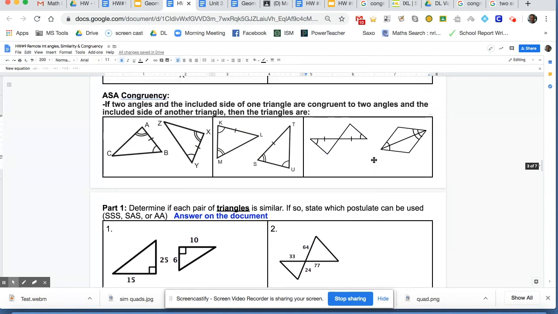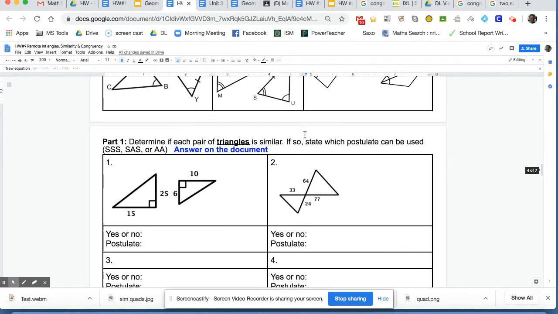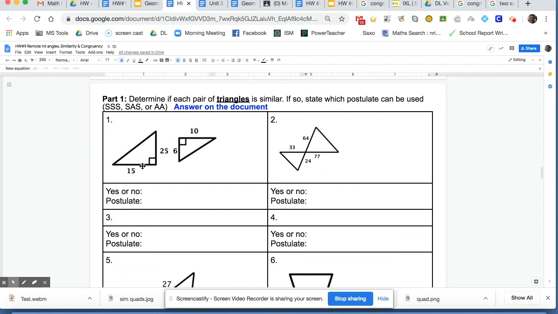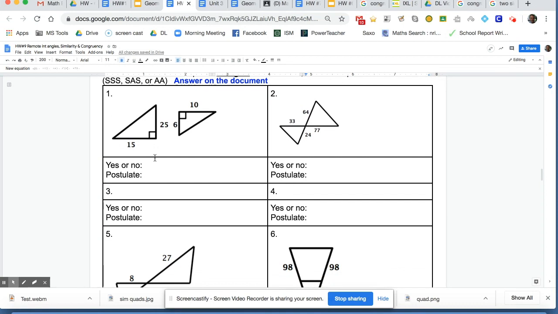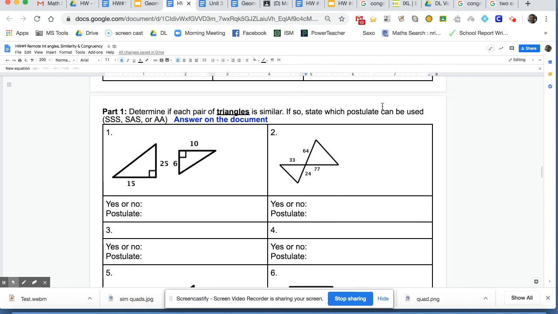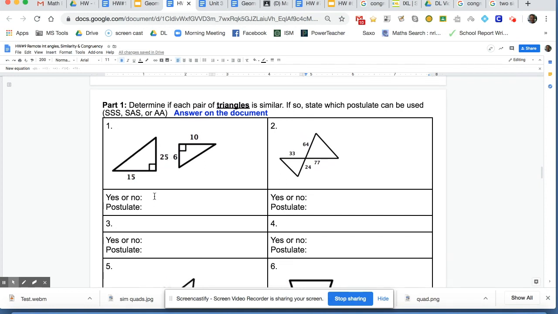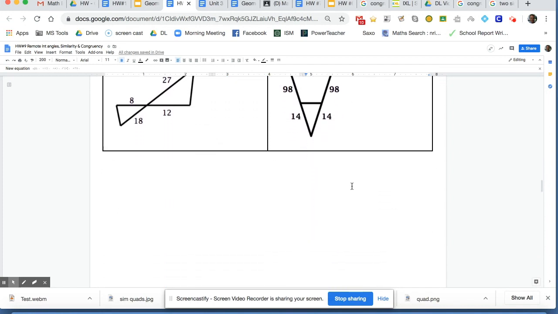That basically does it for the descriptions, and you can go back and look at this video. What I'm going to ask you to do now, for the first part, is to write your answers in the document. So just type them in here. You're looking at these two shapes here, and you're going to decide, are these two triangles similar or not? Yes or no. If they are, then you need to state by what postulate. How do you know that they're similar? And that includes all four of these.